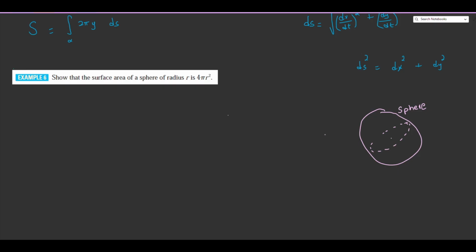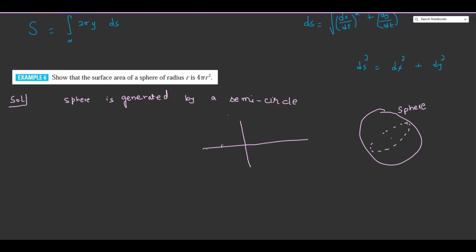So we want to find its surface area. But remember from our previous knowledge, this sphere is generated by a semicircle, or you can say half circle. Think about this.